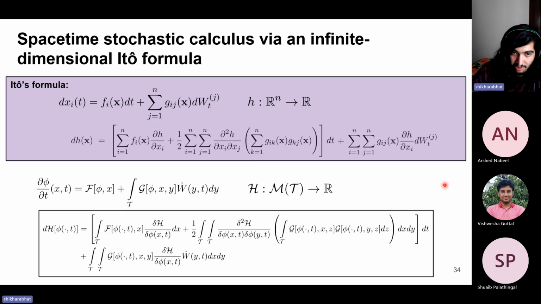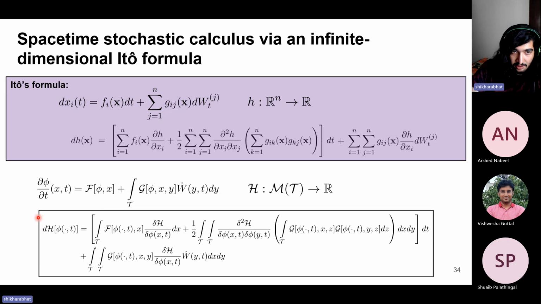And here's what the Ito formula looks like. Again, it's a little scary because there are lots of integrals, but informally, if I take n to infinity in my finite dimensional Ito formula, this summation becomes an integral. So instead of f_i dou h by dou x_i, I would get the integral of f dou h by dou phi, because this index is now a function. And here this double summation becomes a double integral. This summation becomes an integral, and so on.